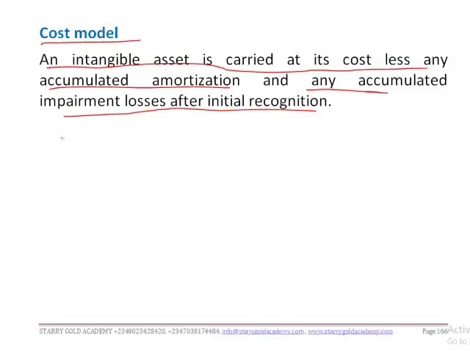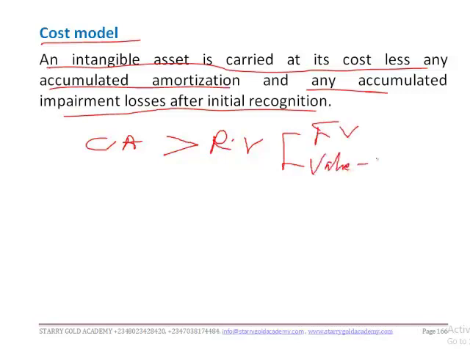And mind you, an asset is said to be impaired when the carrying amount exceeds the revalued amount. And your revalued amount is the higher of fair value and value in use. Are we together?